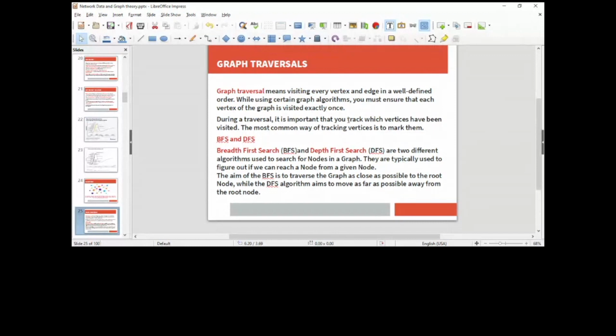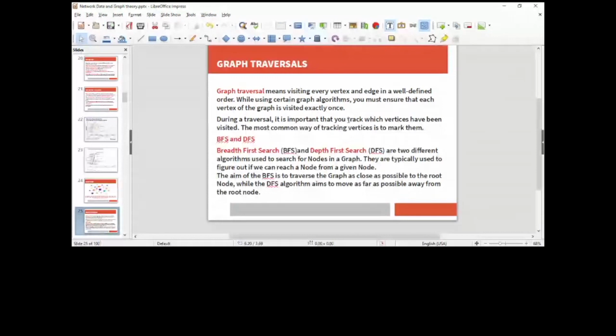We have what we call the breadth first search, which is BFS. Then we have the depth first search, which is DFS. These are two different algorithms used to search for nodes in a graph. They are typically used to figure out if we can reach a node from a given node. So we want to know, for instance, for a flight: how can a flight move from Lagos to Ukraine?